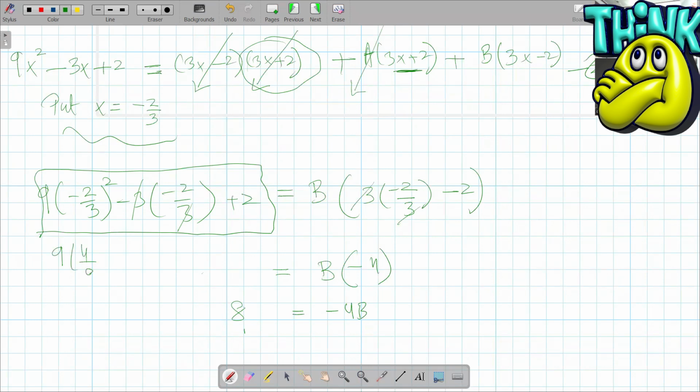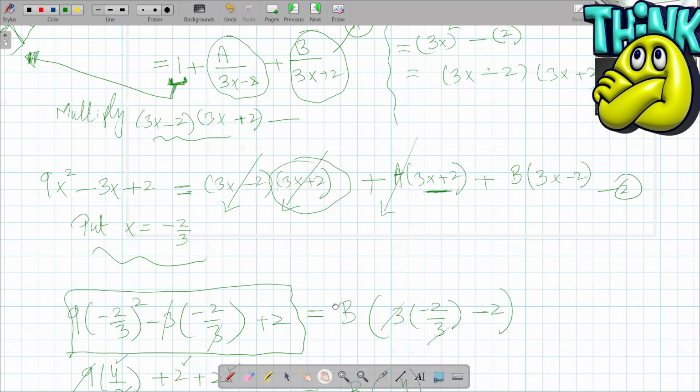9 times 4 over 9 plus 2 plus 2. So 9 will be cancelled and we will be having 4 here and 2 here and 2 here. So it is 8. So B is -2.